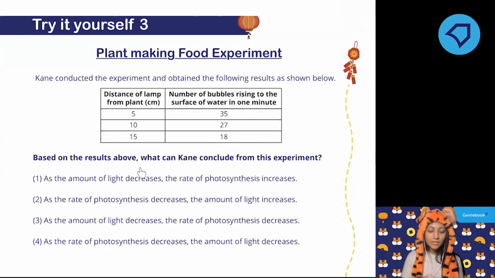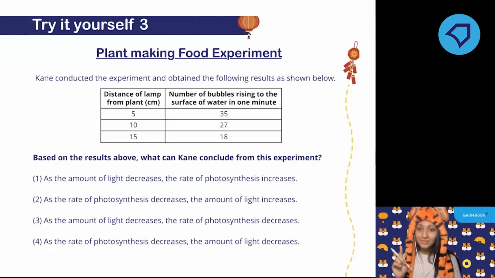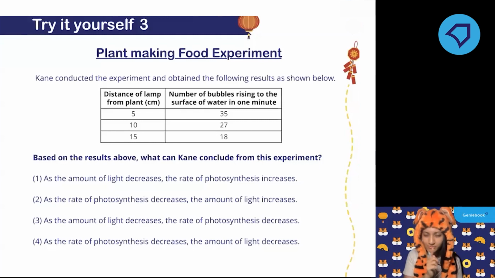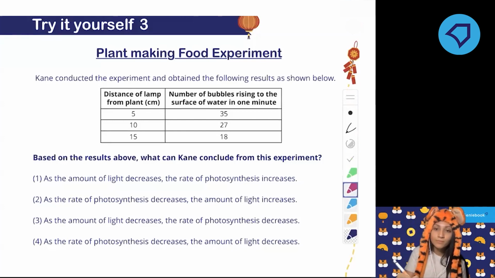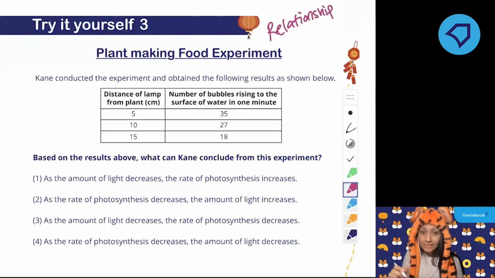So based on the results above, what can he conclude from this experiment? Okay, so if you look at the answers, you can clearly tell that there is one method that you can use to answer this type of question. Who can tell me what method is this? Starting with R. What method is it? Oh, okay. So what does the relationship method comprise of? 2 things. C and E. What does the C and the E stand for?